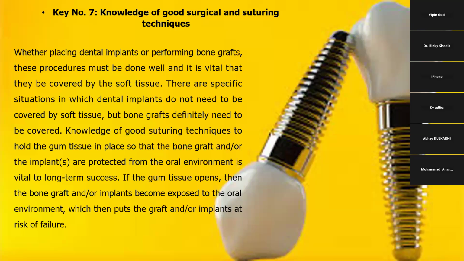Now, seventh is the knowledge of good surgical and suturing techniques. Whether placing dental implants or performing bone grafts, these procedures must be done well, and it is vital that they should be covered by the soft tissue. There are specific situations in which dental implants do not need to be covered by soft tissue, but bone grafts need to be covered by soft tissue.